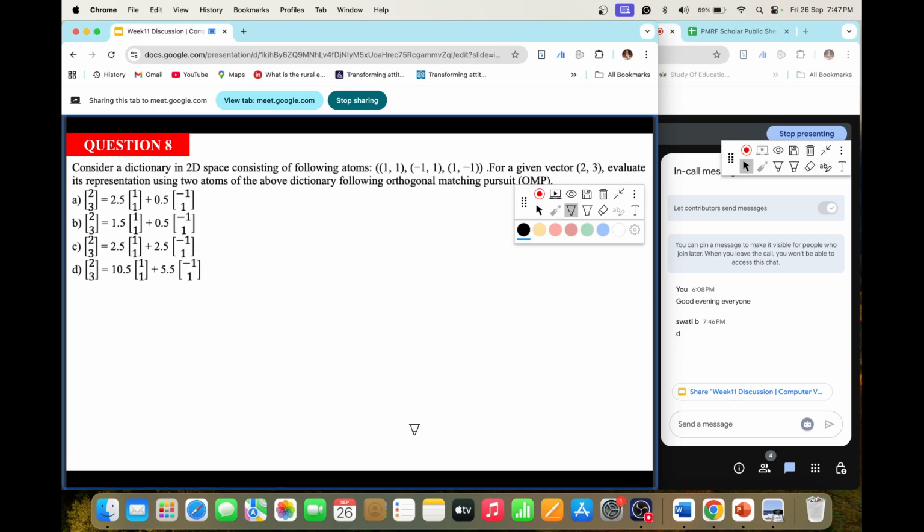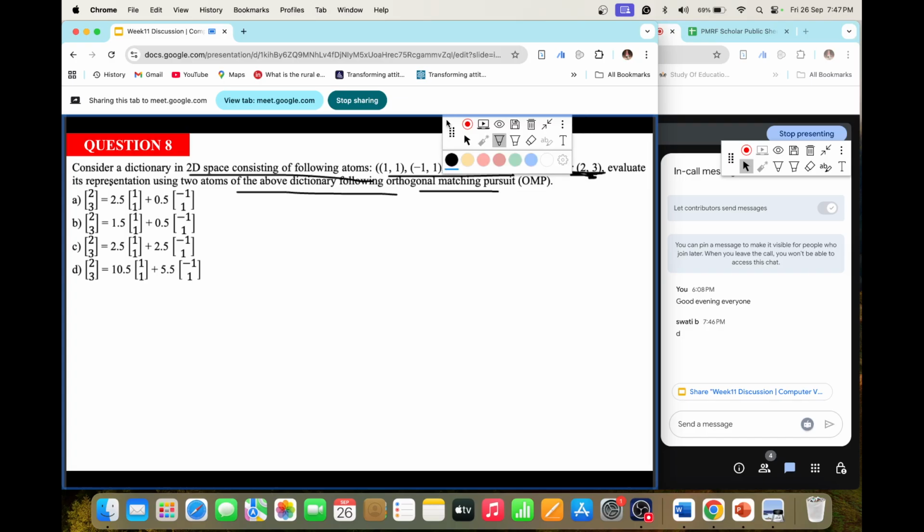Now this is question number 8. Consider a dictionary in 2D space with the following atoms. We have these 3 atoms. The atoms are nothing but your basis vectors. For a given data vector, 2, 3, evaluate its representation using 2 atoms from the following dictionary, following the orthogonal matching pursuit, the OMP algorithm.